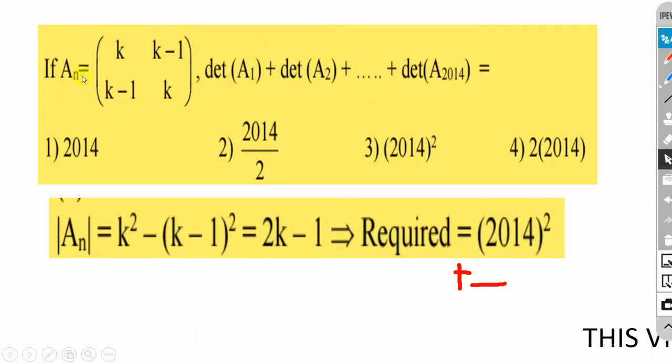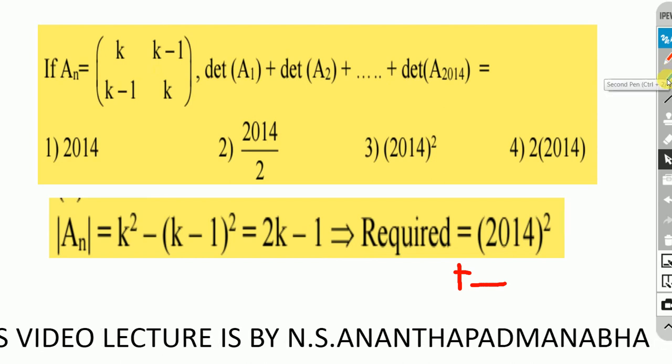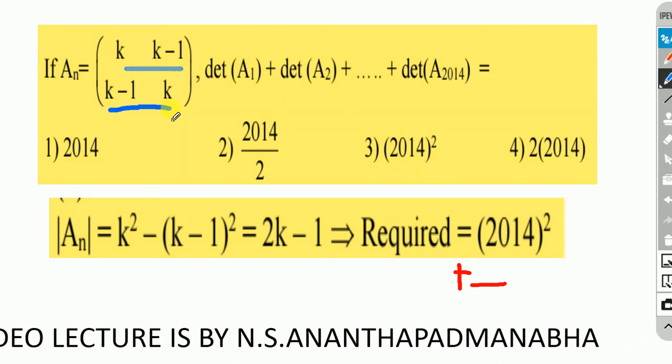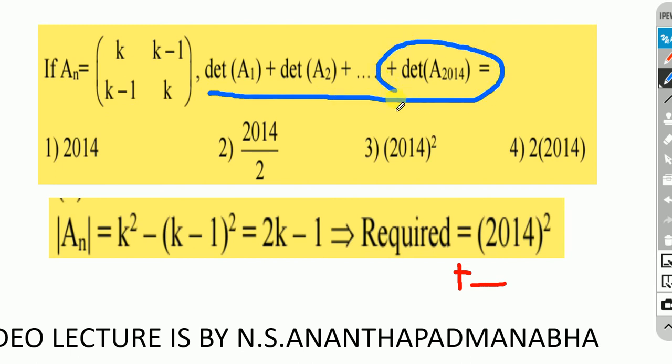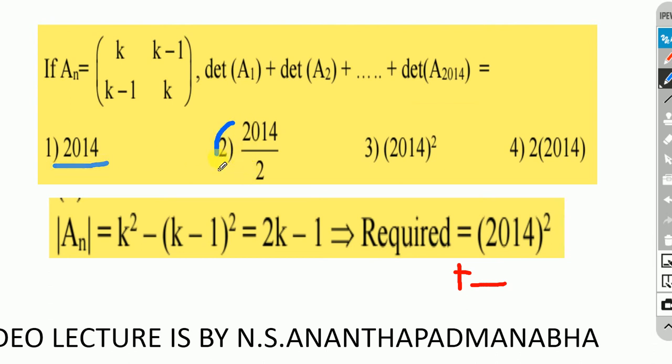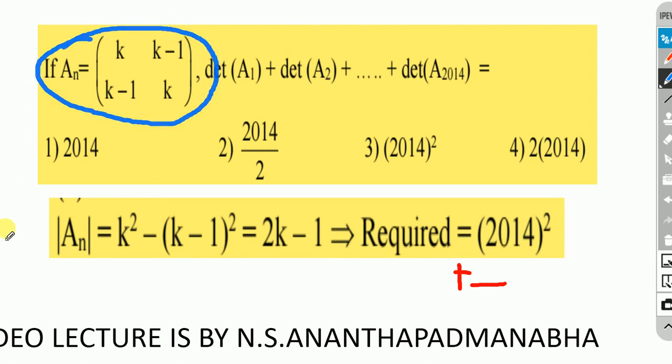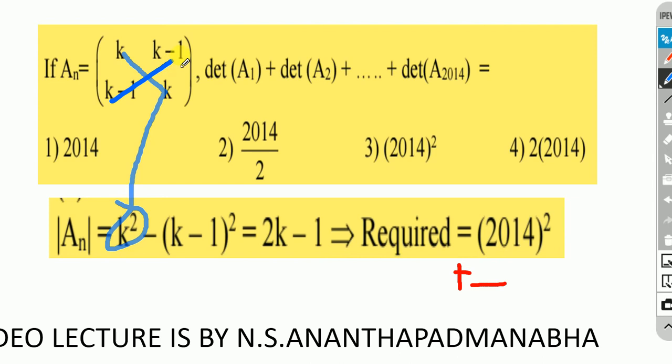Now if An is equal to the matrix with entries k minus 1, k, then determinant of A1 plus determinant of A2 plus up to determinant of A2014 is: 2014 by 2, 2014 square, or 2 into 2014. So determinant of An, this is the matrix An. When you consider the determinant of An, you get k square here, k into k square, minus k minus 1 into k minus 1, which is k minus 1 whole square.